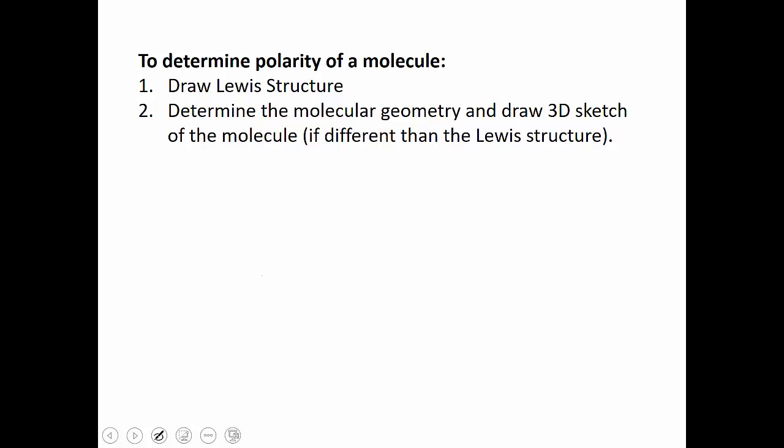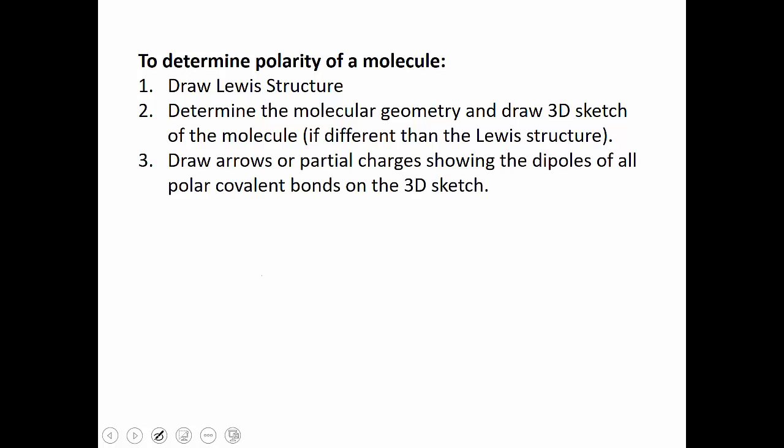Once you have the 3D sketch of the molecule drawn, what you're going to do is indicate the partial charges or the dipoles of each of the polar covalent bonds within that molecule. It's very, very important that when you draw arrows or partial charges, you do not do that on a Lewis structure. You must draw it on the 3D sketch. I would highly advise putting a star next to that or underlining it. It is one of the most common mistakes that students make in determining the polarity of a molecule.